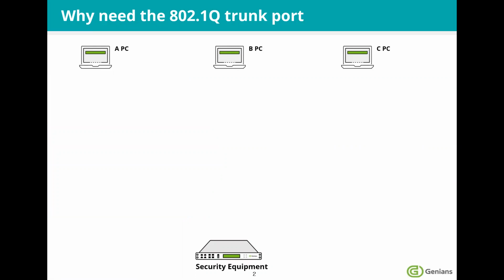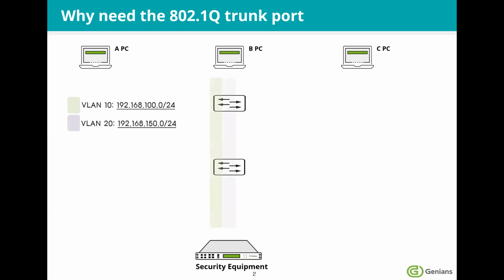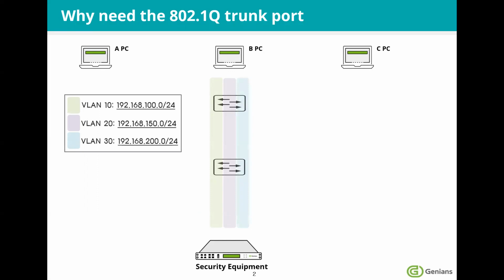Let's see the picture. There are 3 PCs and security equipment. Each PC is separated into 3 networks through a VLAN setting: VLAN 10, 20, 30. PCs have set up IPs and subnets for their networks. Security equipment uses 3 different network interfaces to communicate with PCs.